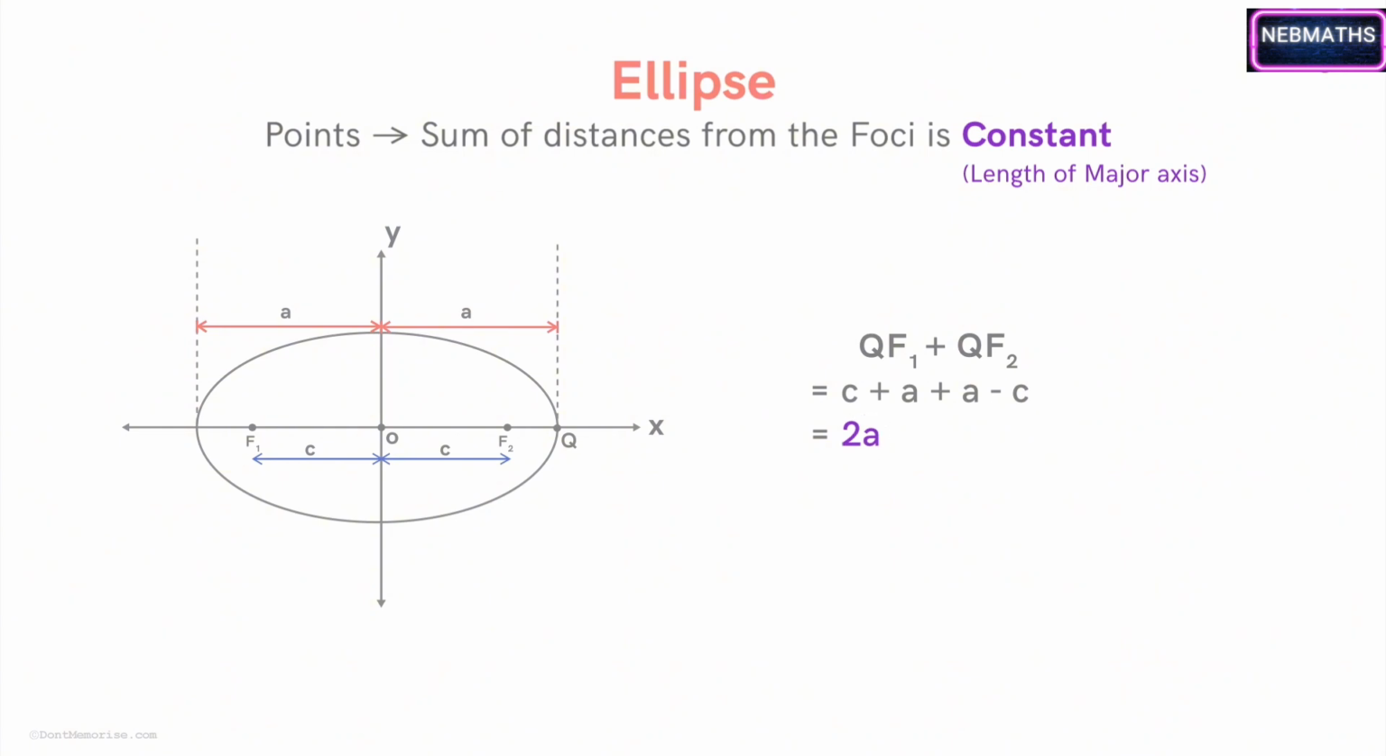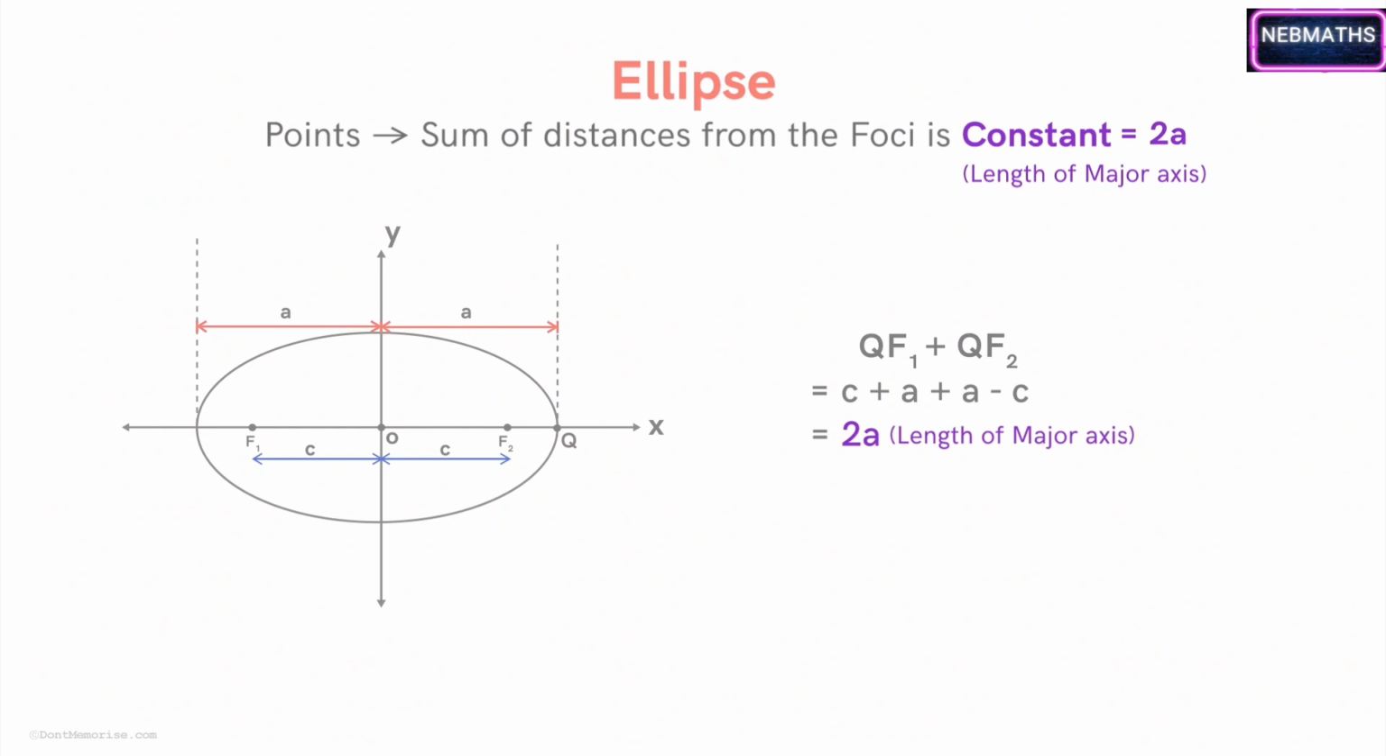And we know that for any point on the ellipse, its sum of distances from the foci will be this constant 2A. And 2A is the length of the major axis of the ellipse. So we see that for all the points on the ellipse, the constant sum of distances from the foci is equal to 2A, which is the length of the major axis.